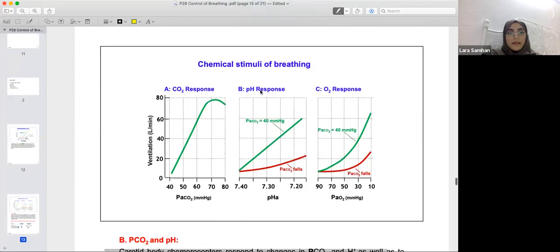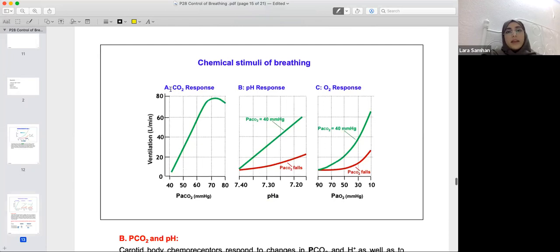Moving on to the second graph. This second graph shows the three chemical responses: the CO2 response, the pH response, and the oxygen response. Those three responses are very similar concept-wise. We have the same thing: the y-axis is the ventilation, and the x-axis is the partial pressure of the carbon dioxide. Same here, ventilation, and here it shows the pH. Here the y-axis is the ventilation compared to the x-axis, which is the partial pressure of the oxygen.